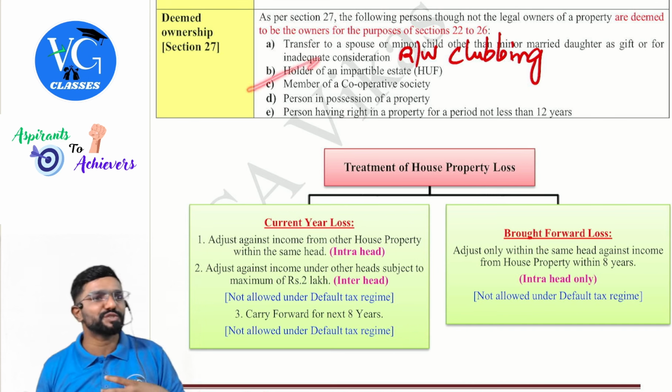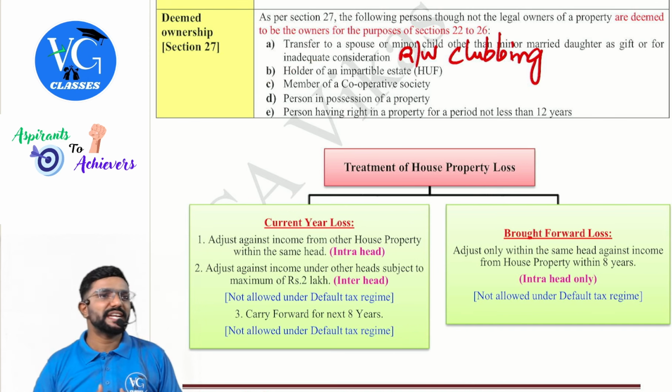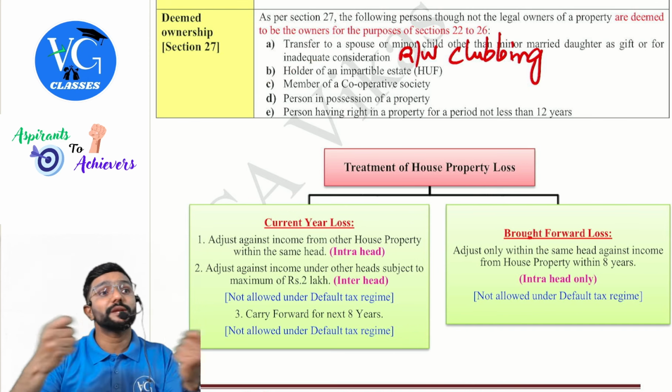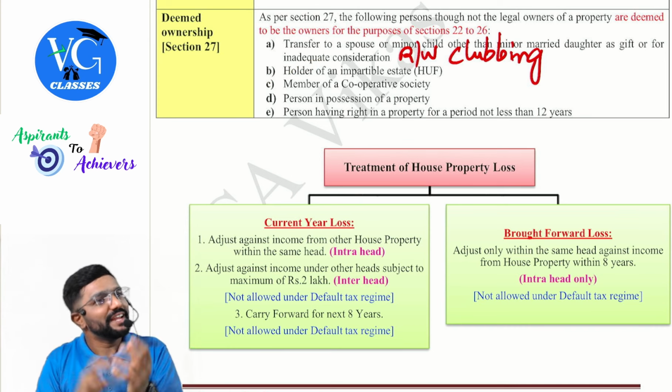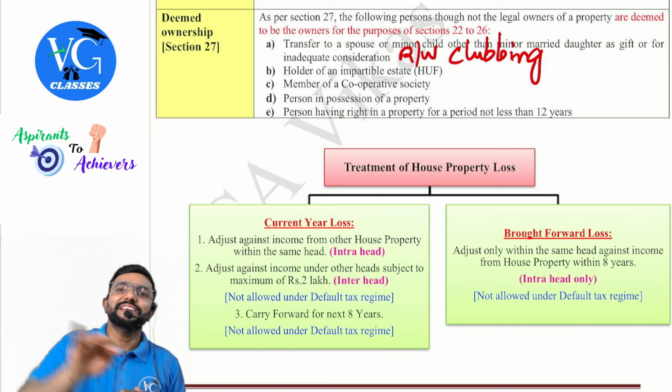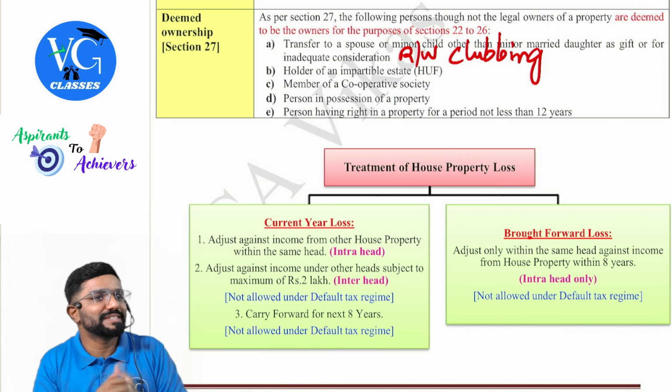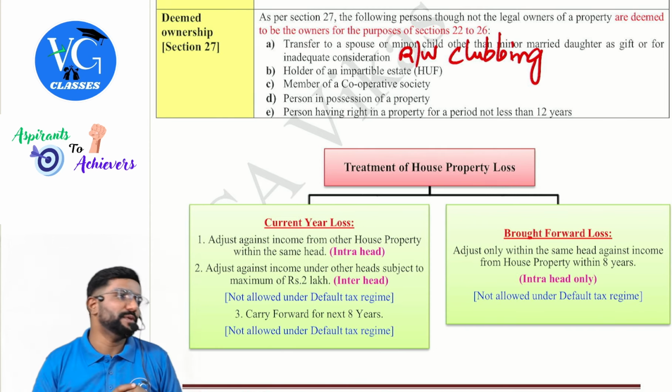Next, member of a cooperative society. See, if a cooperative society distributes house properties to its members to stay there, who owns the actual property? The cooperative society. But who is living there? Who has the possession? Members. Members are considered to be the deemed owners.